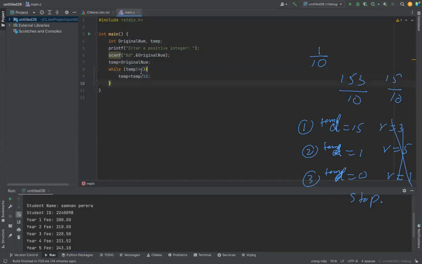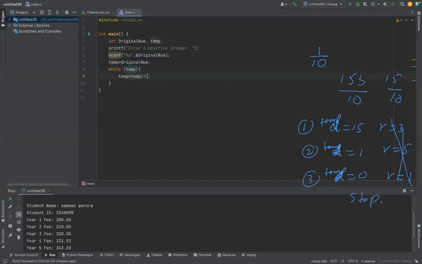Actually, the not equal 0 is not necessary. You can directly put temp. Why? What happens if you directly put temp? Initially, what is temp? Suppose you enter 153. While 153, 153 is a non-zero number. It is not zero. That means 153 is true. I told you all positive and negative numbers are considered true, only zero is false. Therefore, 153 is true.